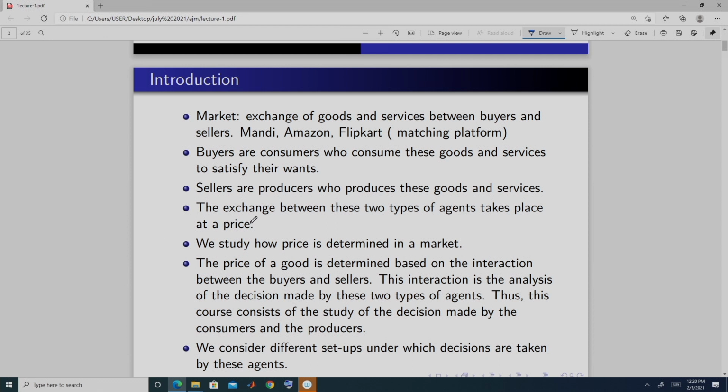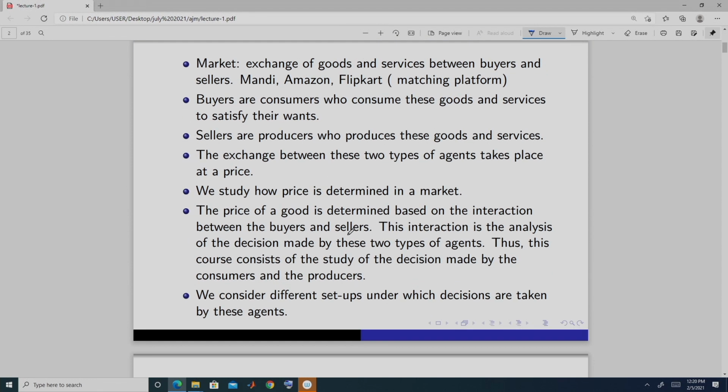So we study how price is determined in a market. In this course, our objective is to study this price, how it is determined. Now, the price of any good is determined based on the interaction between the buyers and the sellers, right? Now, this interaction is mainly the analysis of the decisions made by these two types of agents. So, in this course, we will study the decisions made by the consumers and the decisions made by the firms or the producers.